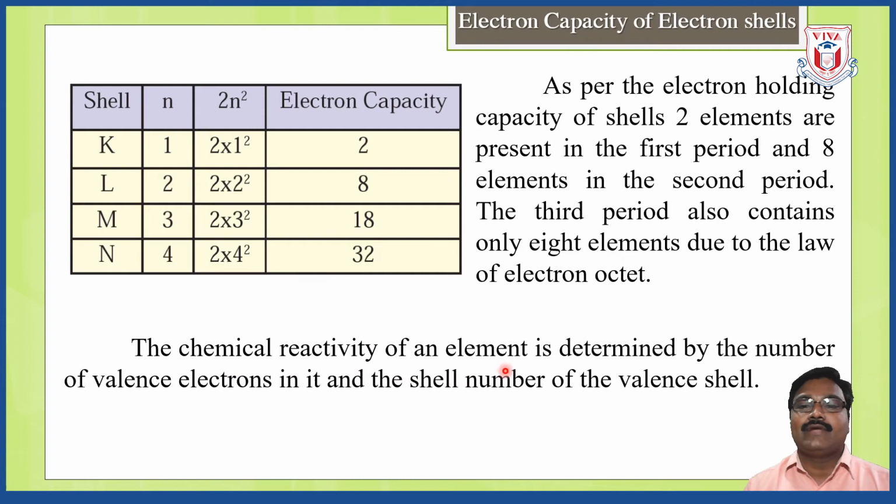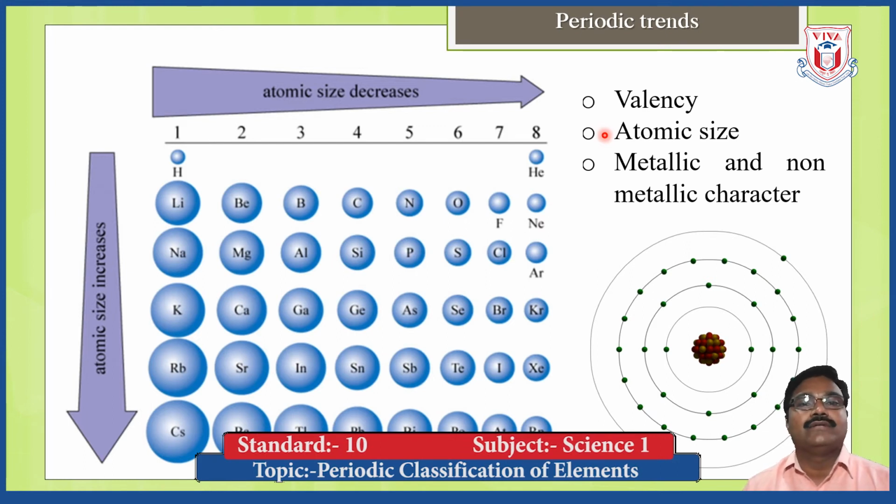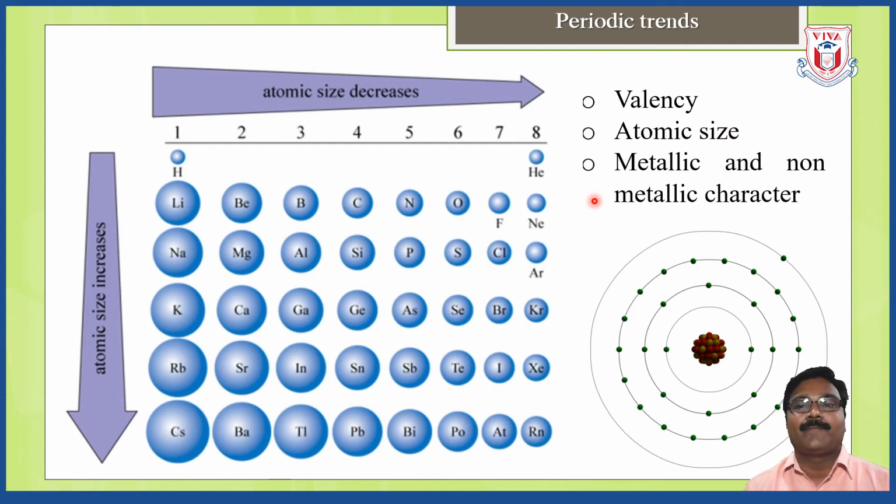The chemical reactivity of an element is determined by the number of valence electrons in it and the shell number of the valence shell. That means how reactive a chemical is depends on the number of valence electrons and the shell number. Now some periodic trends are there. As we have learned, atomic number is a periodic property. That means as atomic number increases, their properties also change in a periodic pattern. Now let us see what periodic trends are there in the modern periodic table.